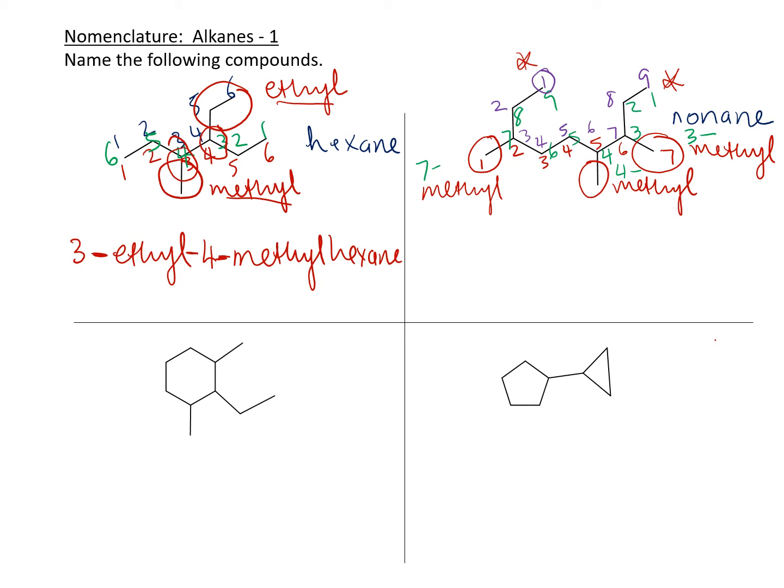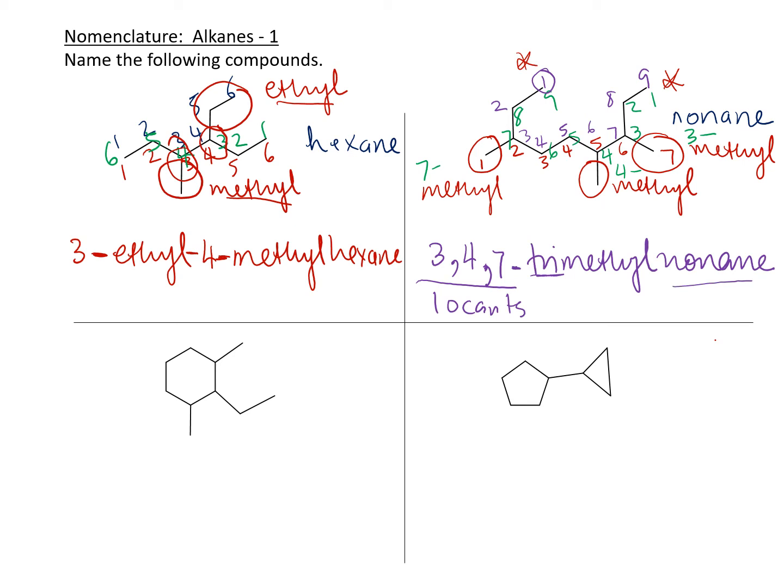Because I have the same kind of group on there, I'm going to say it is trimethyl. Okay, trimethyl. Nonane, of course, is my base name. So trimethyl tells me I have 3 methyl groups. What are my locants? My locants means the location of the methyl groups: 3, 4, 7 dash trimethyl nonane. So these 3 numbers over here are called locants, and any kind of number is called a locant. The trimethyl, tri tells me I have 3 methyl groups, and nonane, of course, is my longest chain. Okay, that's how this works.